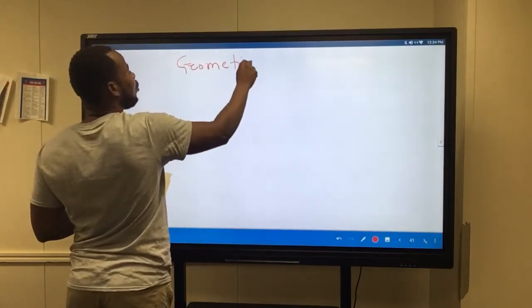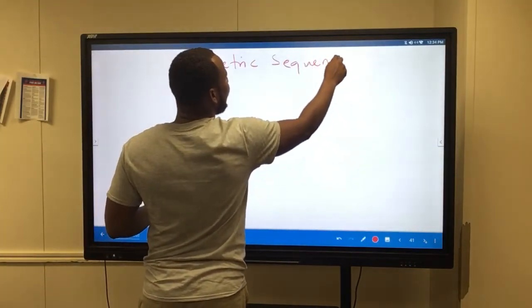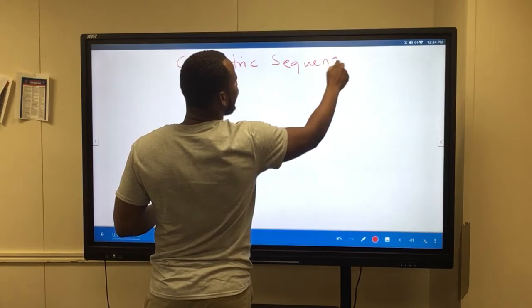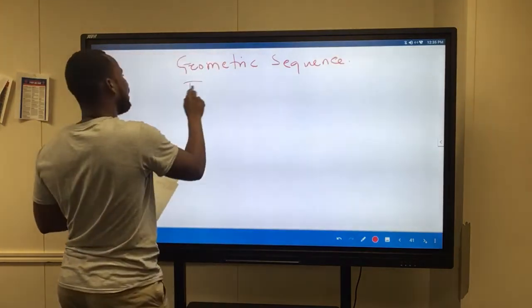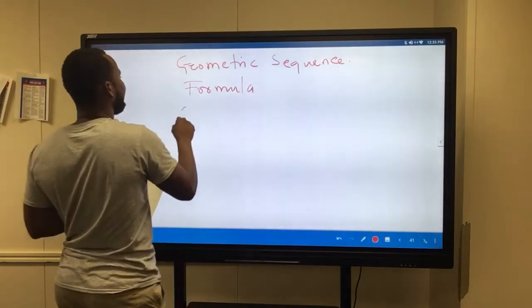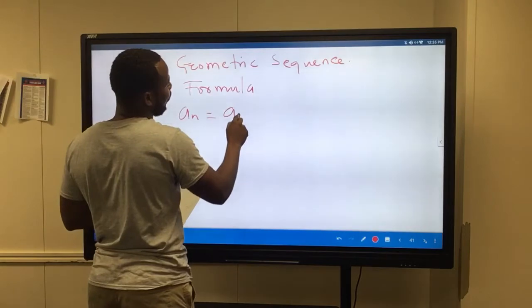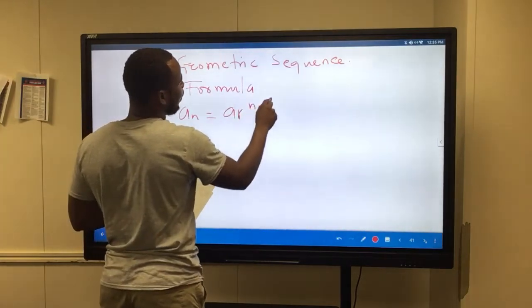So we have geometric sequence. How do we find the nth term? Well, the formula is given as this. The formula is given as a_n equals a, which is the first term, times r^(n-1).